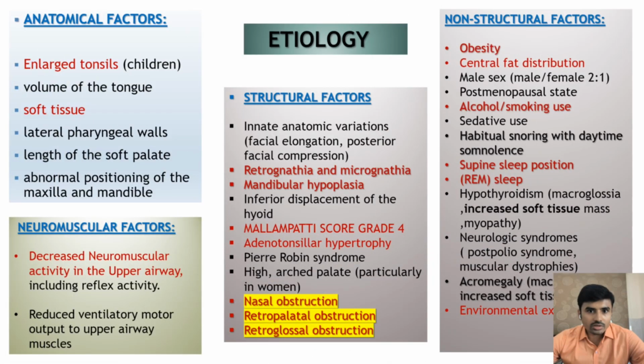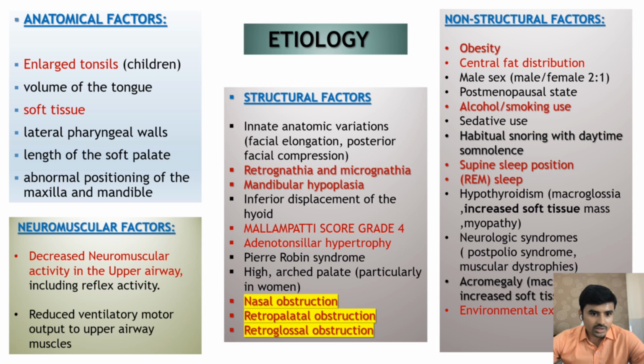What are the etiological factors of OSA? Firstly, anatomical factors: enlarged tonsils, particularly in children; volume of the tongue. Volume of the tongue will be bigger in hypothyroidism, acromegaly, etc. Soft tissues. In obesity, soft tissues are more filled up with fat, leading to the decrease in the airways, lateral pharyngeal walls, length of soft palate, abnormal positioning of the maxilla and mandible. These are all the anatomical factors causing OSA.